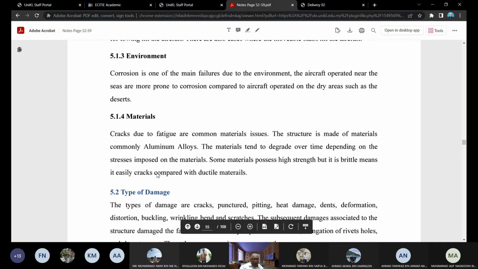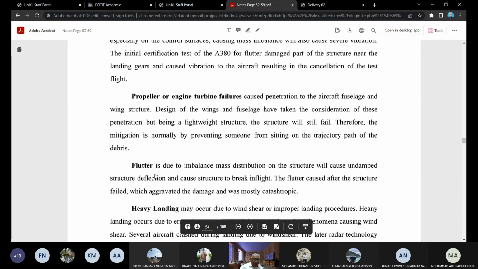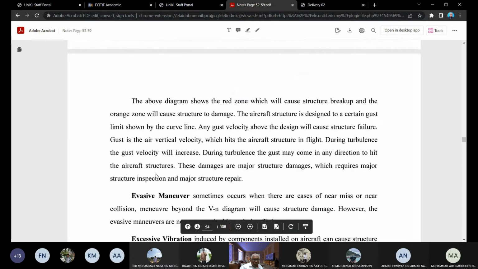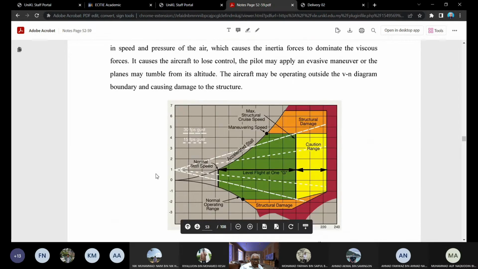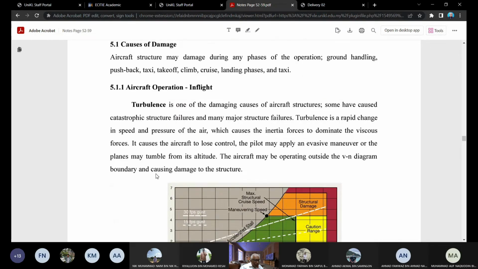So let's look at the in-flight damage, during operation in flight. What may cause the damage? It can be damaged due to turbulence. The aircraft goes through weather where there is a lot of gust. Gust is the air moving vertically, and the speed of air moving up and down causes the aircraft to tumble. That we call turbulence.